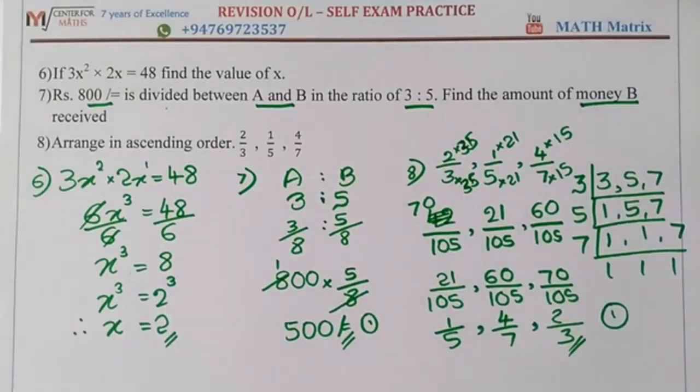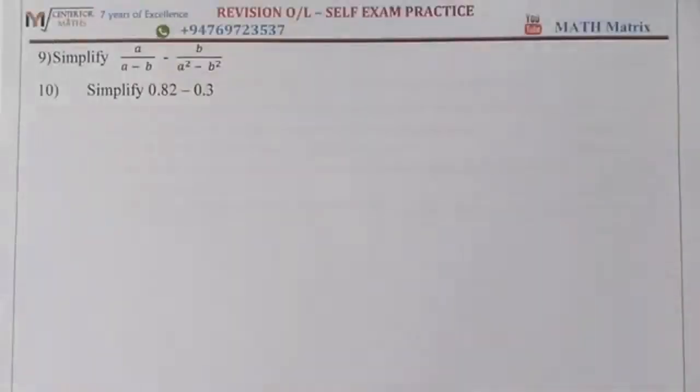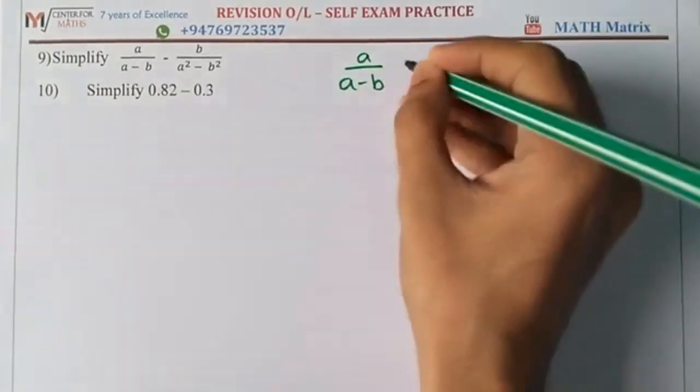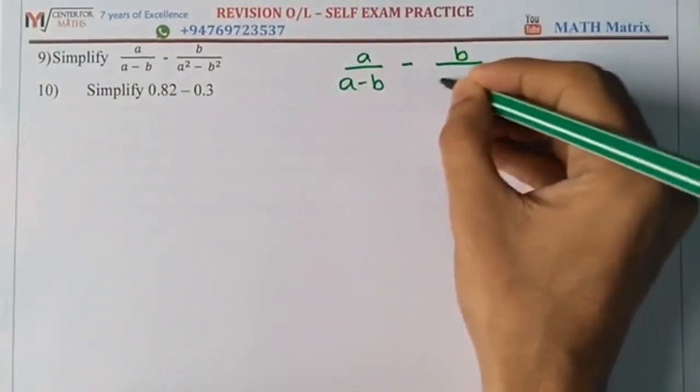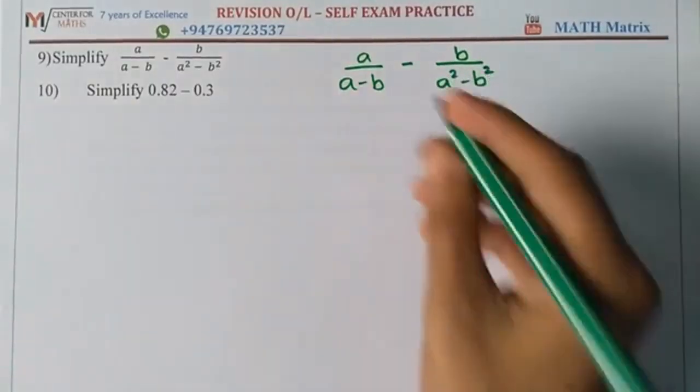Now we can move to the next one, question number 9. Simplify A over A minus B, minus A over A minus B, minus B over A squared minus B squared. So how to simplify this? What's the idea? We can do it like this.